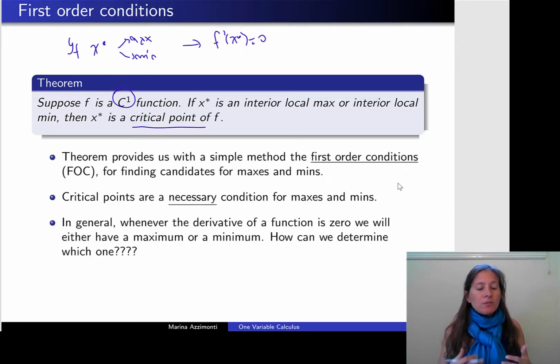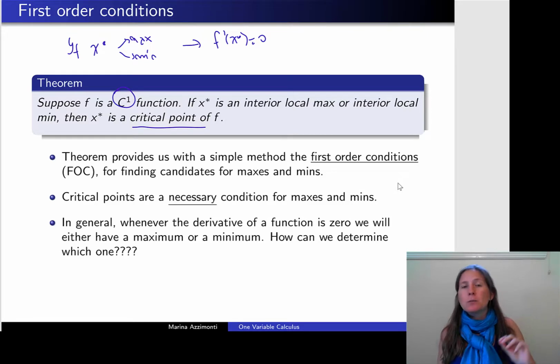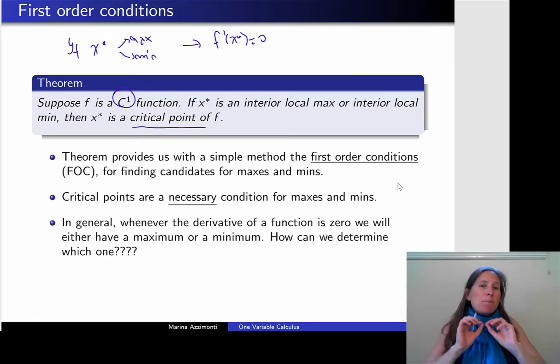We sometimes refer to this as first order conditions, and we use it to find candidates for maxima and minima of whatever problem we are trying to solve. Now notice that this is not an if and only if statement. This is only giving us a necessary condition. So it's telling us, look, if you're trying to find a maximum or a minimum, and it's interior, it must satisfy that the first derivative is equal to 0.